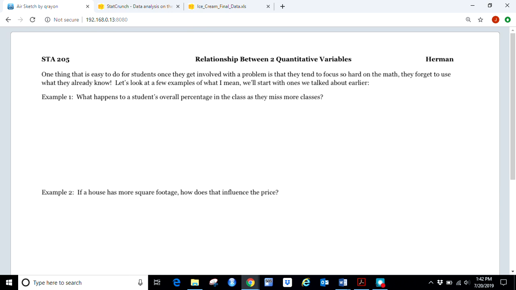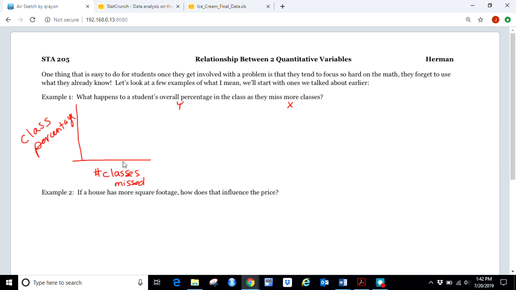So for our first example, we were looking at the students' overall percentage in the class, and we decided that was our y variable, and the number of classes that they missed being our x variable. So let's just think about, before I even get the data, what would I expect to see? So our x is our number of classes missed, and our y is our class percentage. All right, so let's think about what we would expect to be.